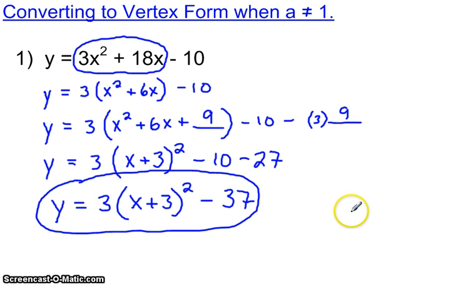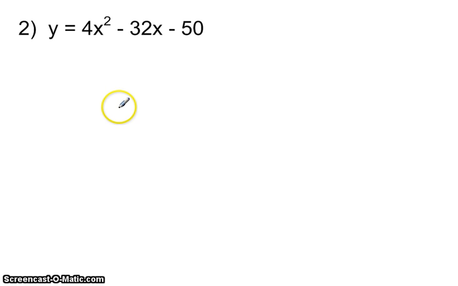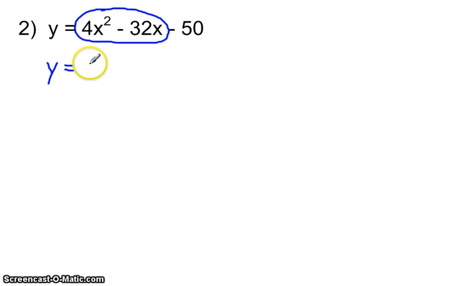All right, let's do another example. Number 2, it's y is equal to 4x squared minus 32x minus 50. We're going to do the same thing again. We're going to look at just these first two terms and factor out the greatest common coefficient here. Well, that would be 4. 4 goes into negative 32 8 times. So we would be left with a 4 on the outside, then x squared minus 8x. And then we have the minus 50 out here.